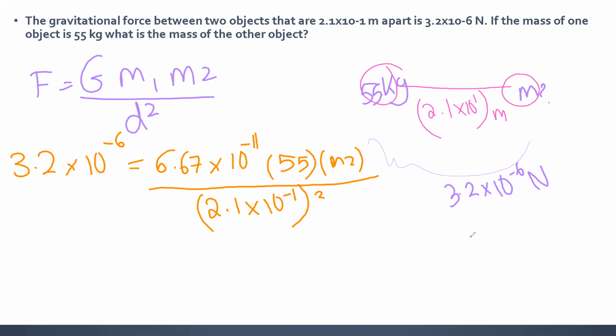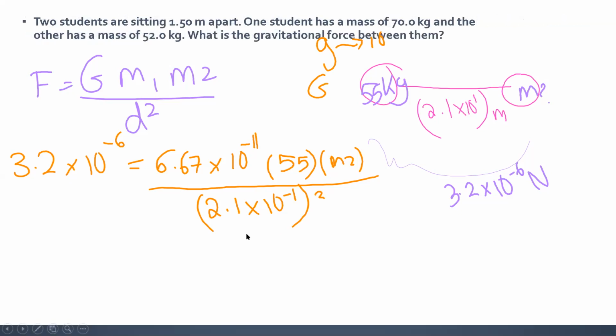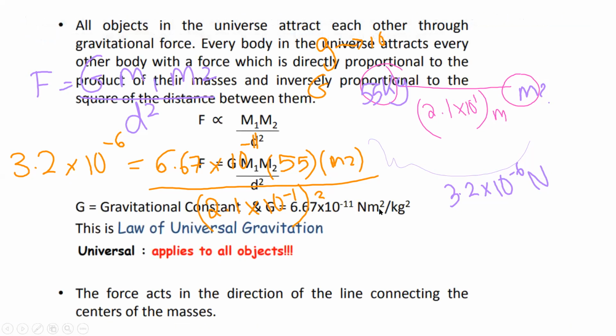Teacher, G, isn't it 10? Why 10? It is the gravity. No, this is not small g. Small g is 10, but capital G is 6.67 times 10 to the power negative 11. Okay, let's come back here. This is the value of G.